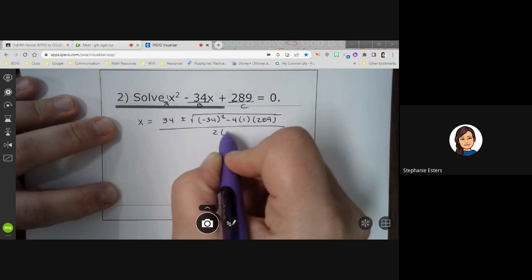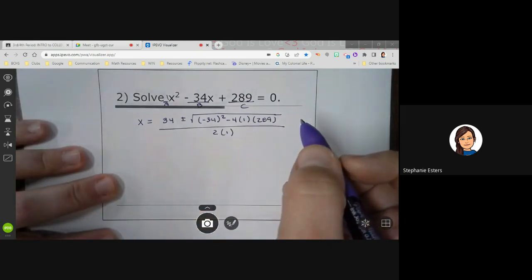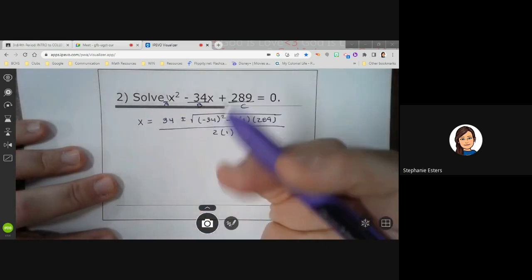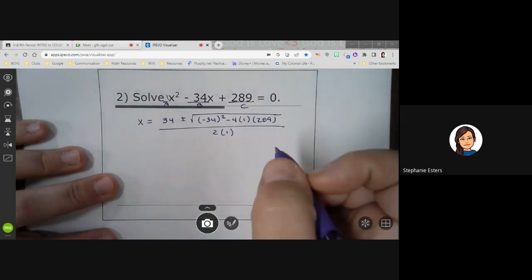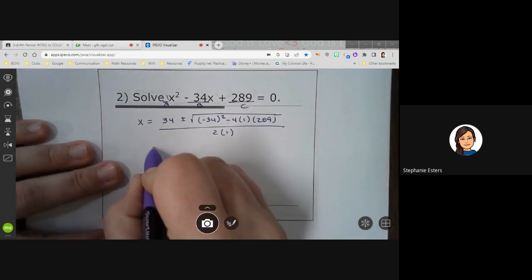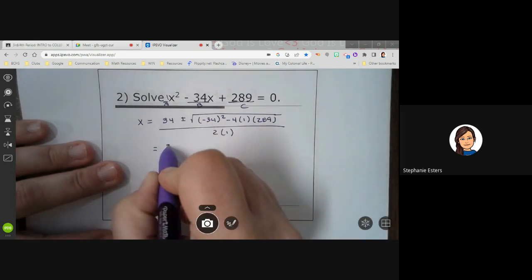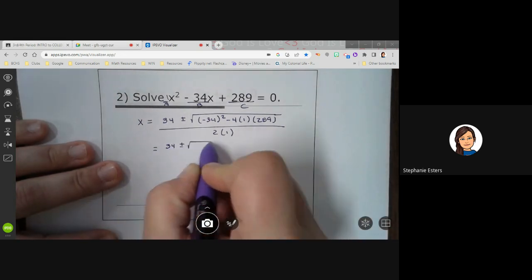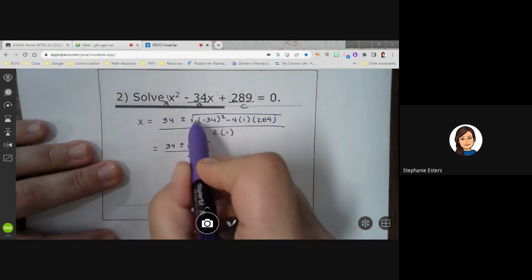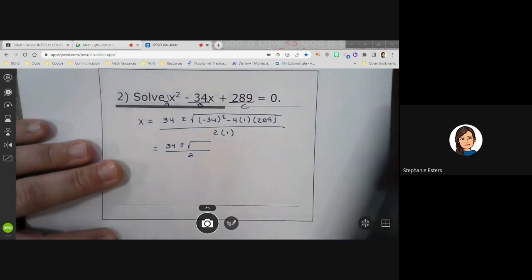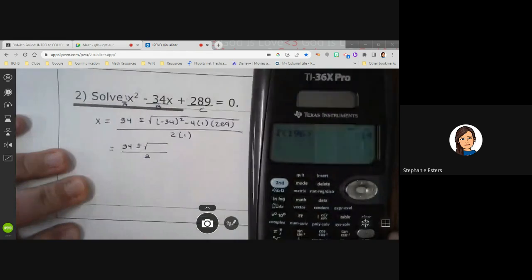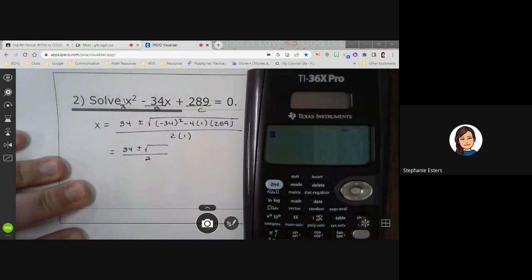all over 2A. And I don't want you to think that A is always 1. It is in these examples that I've given you so far, but it can be a lot of different numbers. So just be careful there. Step 2 is to bring down everything that's not under the radical and then type what is under the radical in our calculator. So let me try to keep this in view again. I'm doing negative 34 squared minus 4. I'm not going to do my times 1 because it just makes it the same thing.